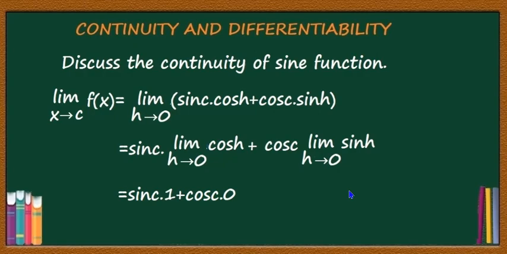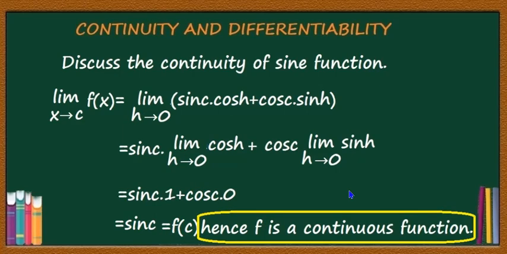Cos c into 0 is equal to 0, sin c into 1 is equal to sin c, and that's equal to sin c, which is equal to f of c. Limit x tends to c, f of x equal to f of c. Therefore f is a continuous function.